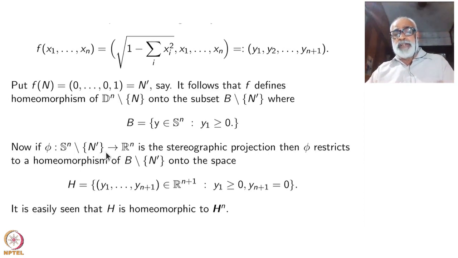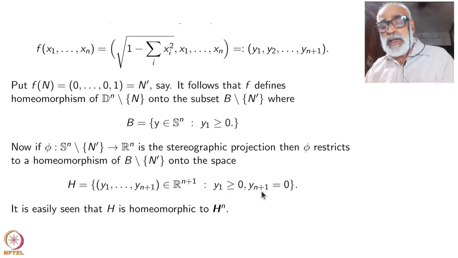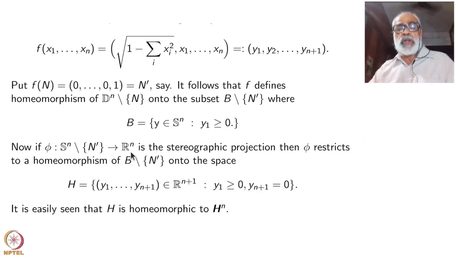Restricted to the half disk, it will go into the half space H inside R^(n+1), namely (y1, y2, ..., y_(n+1)). The y1 coordinate is always greater than or equal to 0, but the last coordinate y_(n+1) is 0 because it is stereographic projection. So this is clearly homeomorphic to H^n. The only thing is, instead of the last coordinate y_n greater than or equal to 0, I put y1 greater than or equal to 0, so you have to interchange those two coordinates.